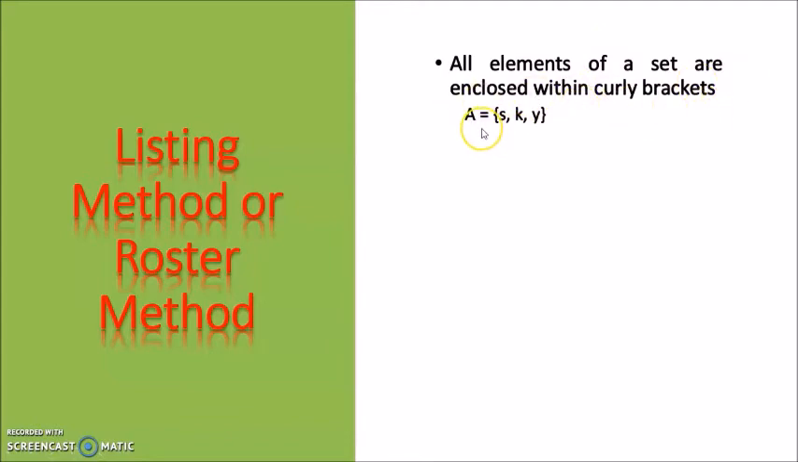Look, you have to write the name of the set first, then you will write an equal to sign, then you will open the curly bracket, and then you will write the members. Now these members are the letters of the word sky, so S, K, Y. Elements are separated by commas. Can you see these commas?